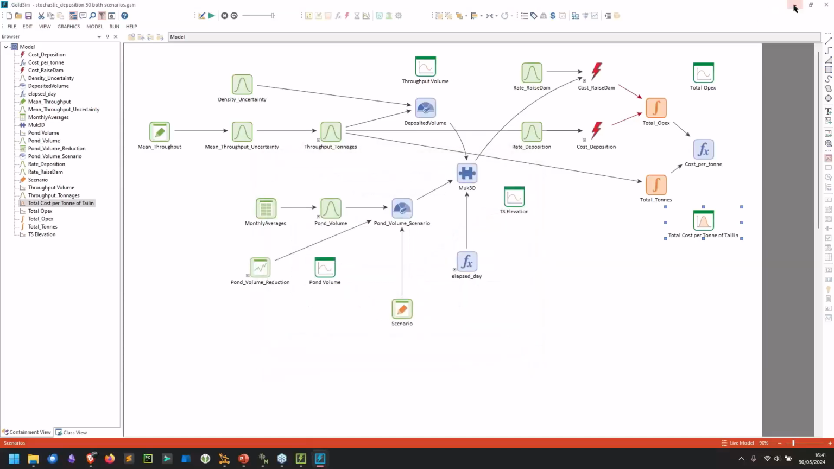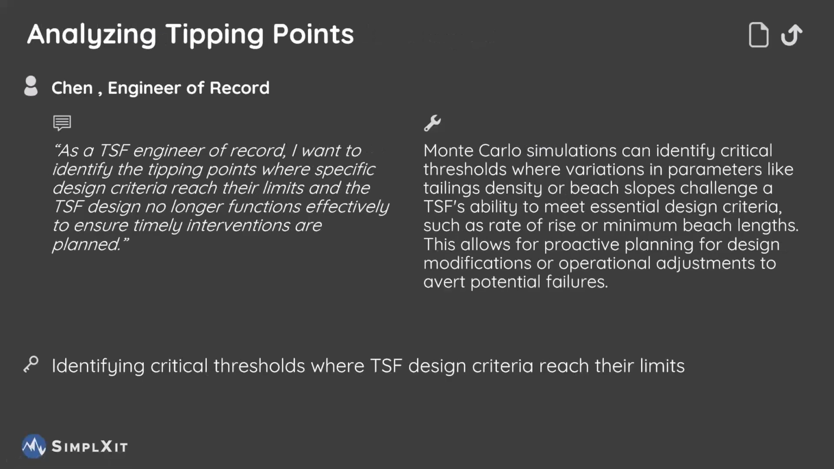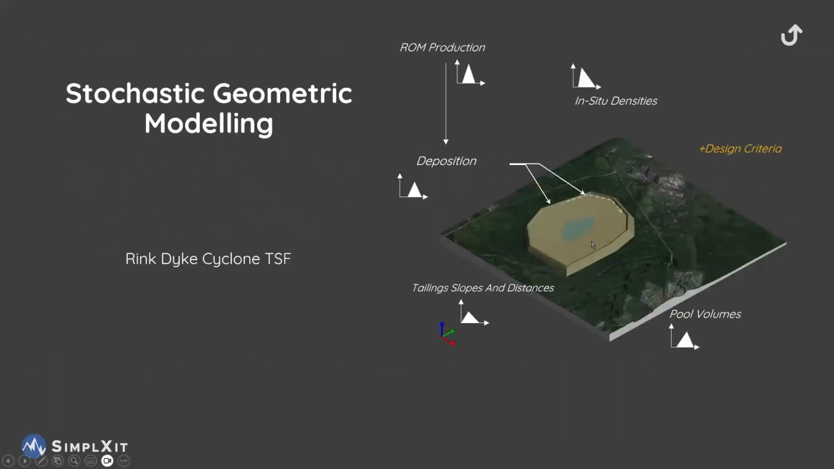All right, and I'll show you a final example. This one is about analyzing tipping points. It's about seeing whether there are specific design criteria that, when you actually reach them, maybe your system fails. There are various things that can be assessed, but in this specific example, I'm running a deposition on a ring dike.